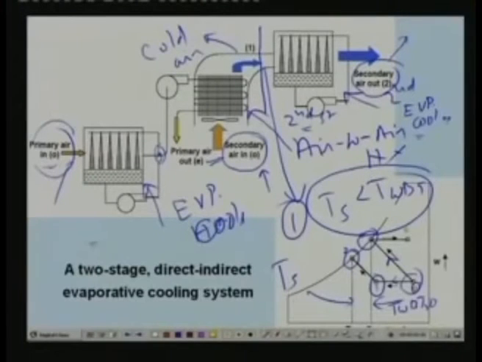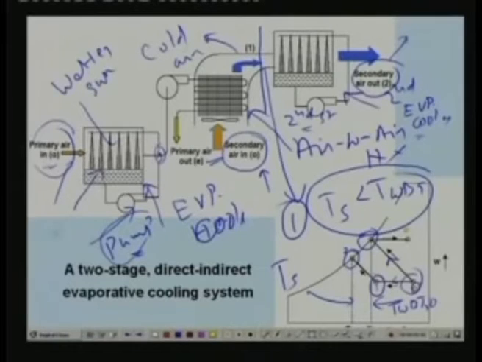One thing I forgot to mention is the use of this pump. We have to use a water pump in an evaporative cooler, because in a typical evaporative cooler you have to maintain these wetted surfaces continuously wet. These are the wetted surfaces which have to remain wet continuously. So what you have here is a pool of water.